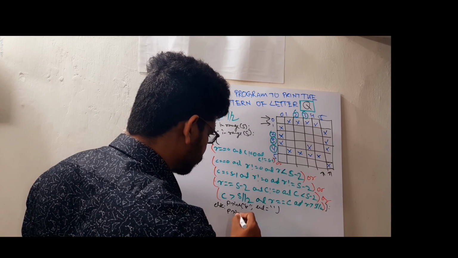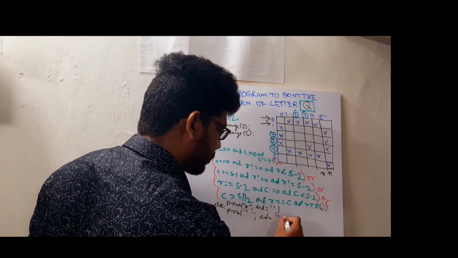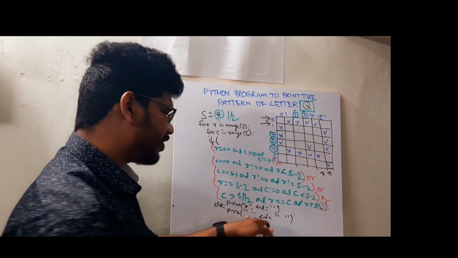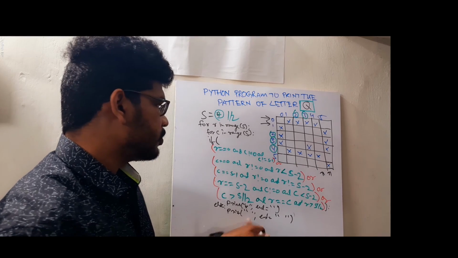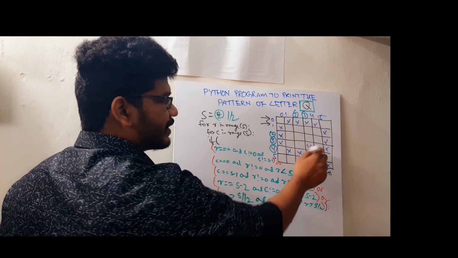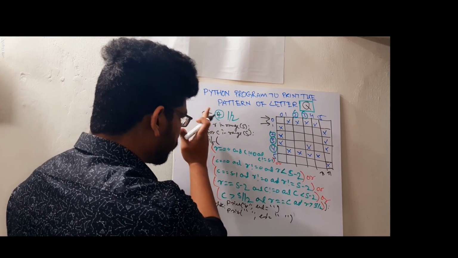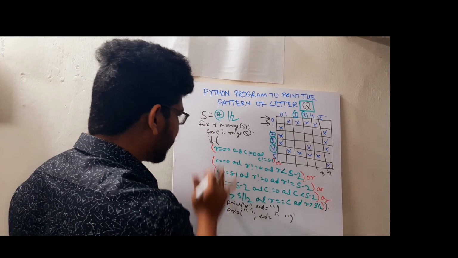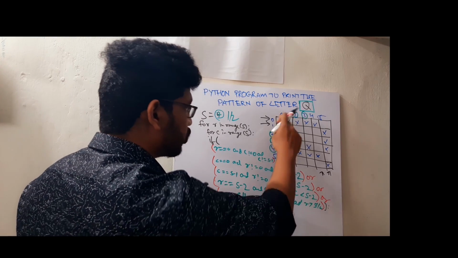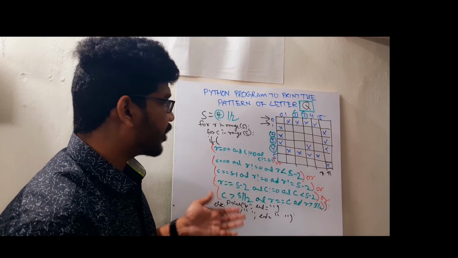So in else condition I am printing spaces. So these stars will print, and all these else conditions will print spaces. And after the first for, actually I'm not indenting properly here, but after the first for, you will print the empty print so that it will go to the next line. So this is how you print the pattern of letter Q.